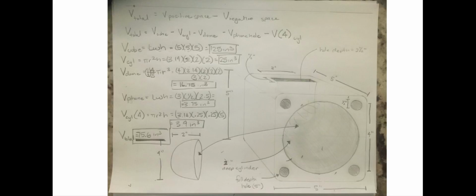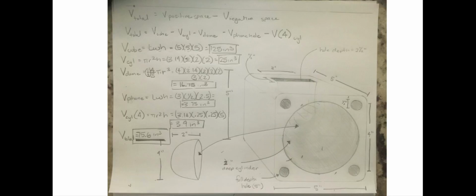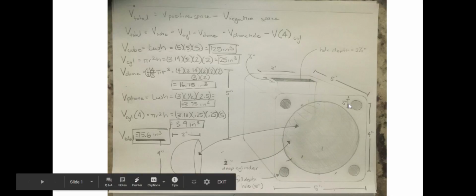And then I wanted to talk to you about the dimensions. So the dimensions of this phone amplifier are 5 by 5 by 5. And you can see some of the subdimensions that I've written in. So you can see, I've written here that the cylinder has a diameter of 4 inches, and then the little cylinders have a diameter of 1/2.